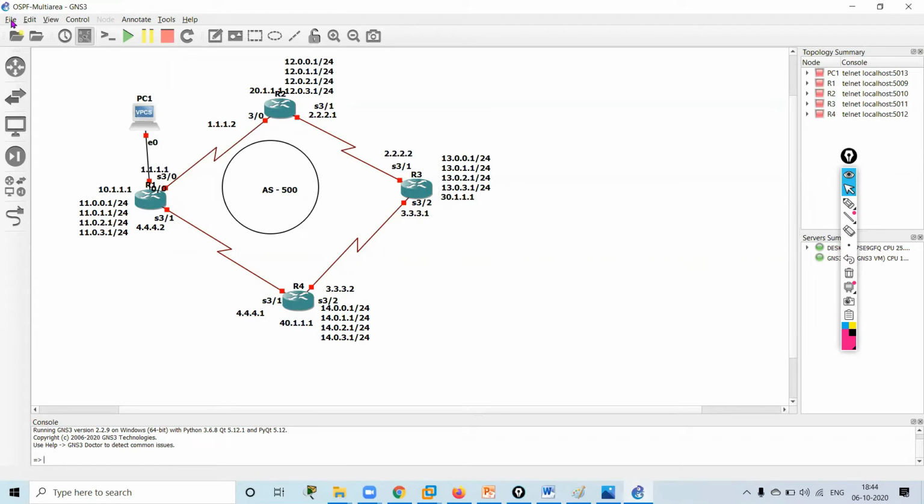See, we can have reachability in those conditions also. In some conditions, there is no way that we can connect the area with area 0. In that situation, we have something known as virtual links. Virtual links. Okay. Yes, we will be studying that. Don't worry.